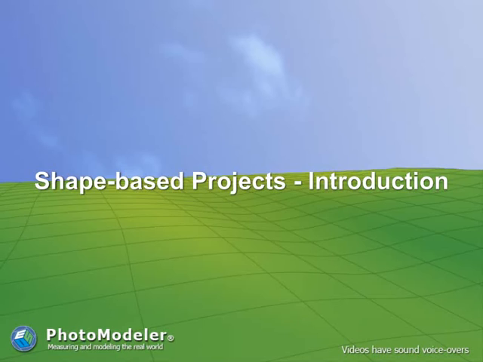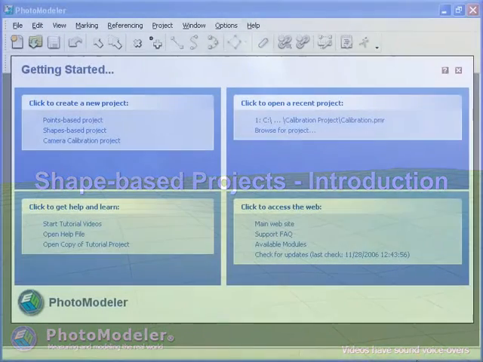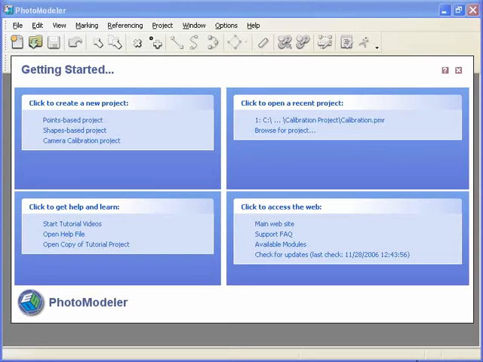Welcome to the introductory tutorial for PhotoModeler shape-based projects. In this tutorial, we will work through the basics of setting up and producing a shape-based 3D model in PhotoModeler. We start by selecting Shape-Based Project from the Getting Started dialog.